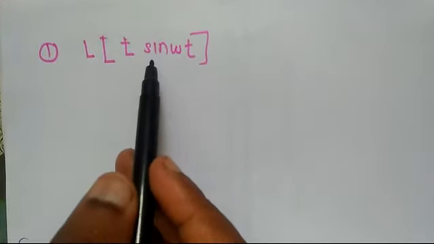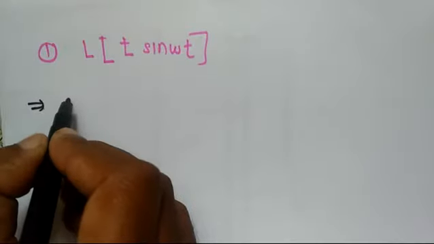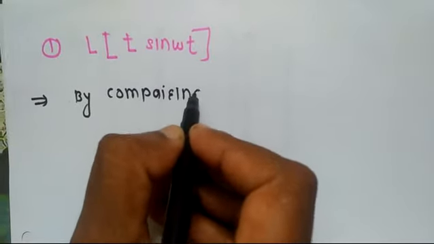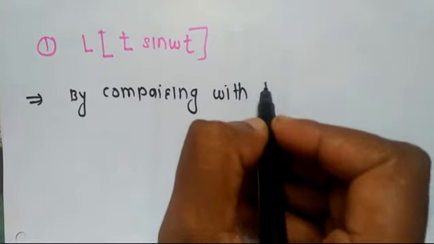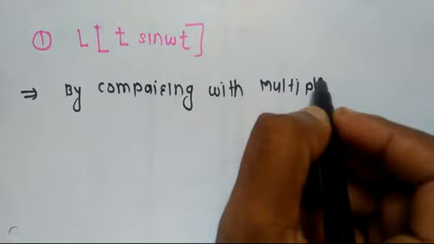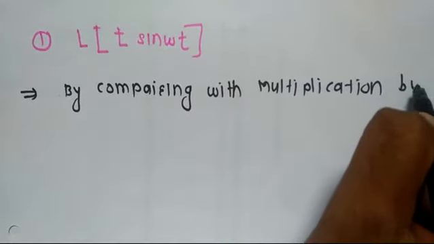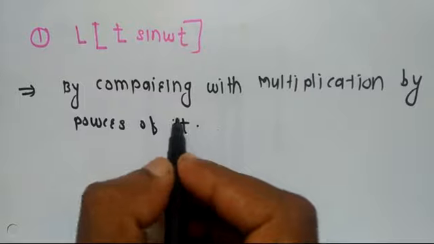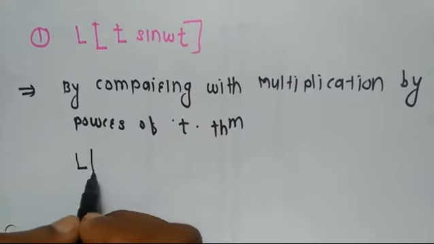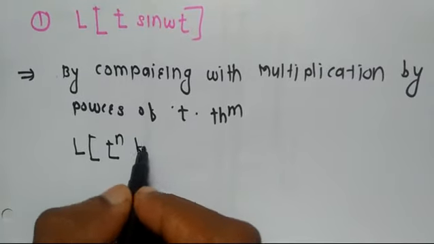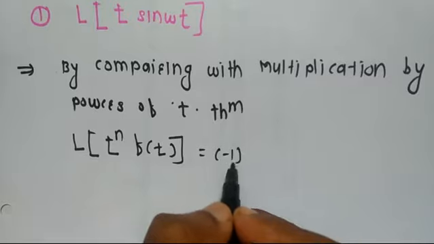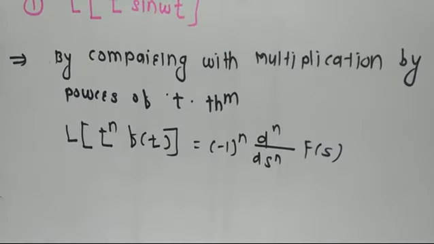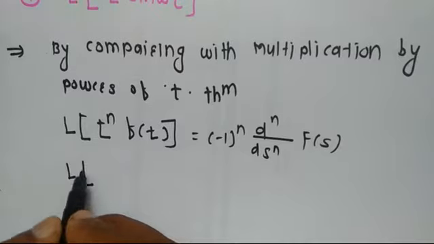This is f of t and this is the t. So by comparing with the multiplication by powers of t theorem: Laplace transform of t to the power n f of t is minus 1 to the power n d to the power n by ds to the power n into F of s.